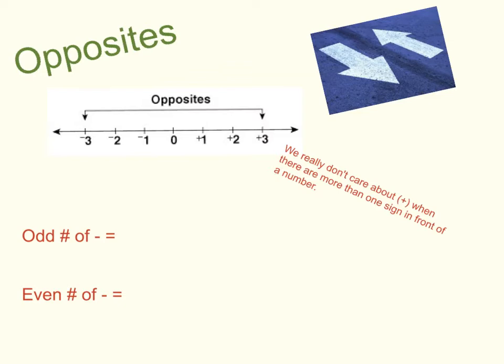If you remember the rule, when you have more than one sign, an odd number of negatives is going to equal a negative. If you have an even number of negatives, that's going to give you a positive for that section. And we really don't care about the positives when we deal with this, so we can cross those out, because if a number is given, it's not going to have a sign. We always say it's positive anyway.